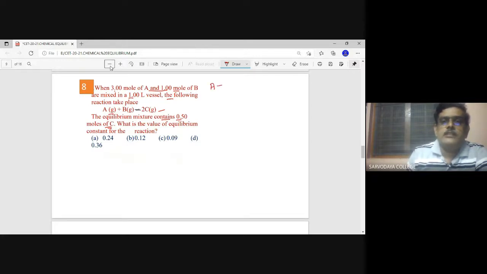Now I'll write what is given. A plus B gives 2C, initially 3 moles, 1 mole, and this is 0. So x moles of A reacts with x moles of B, then you are going to get 2x moles of C. And at equilibrium, what you have is 3 minus x, 1 minus x, and 2x. Now, the value of 2x is given, that's what you have to understand. 2x is equal to 0.50. Therefore, x is equal to 0.25.